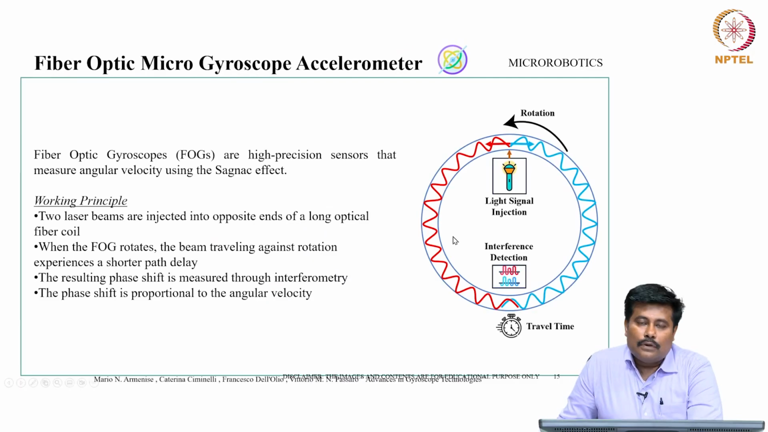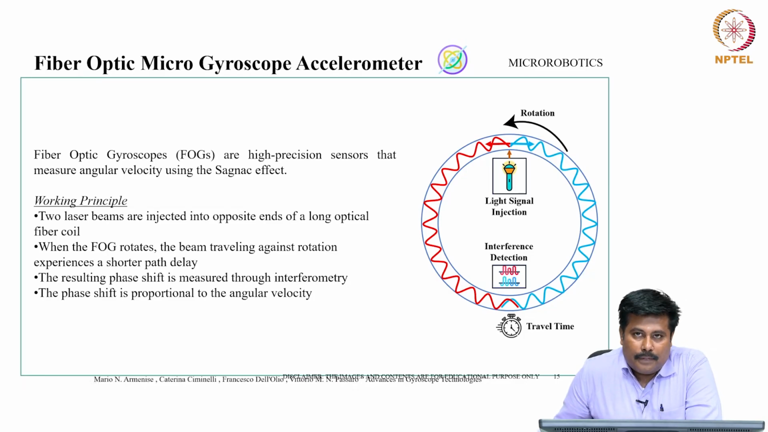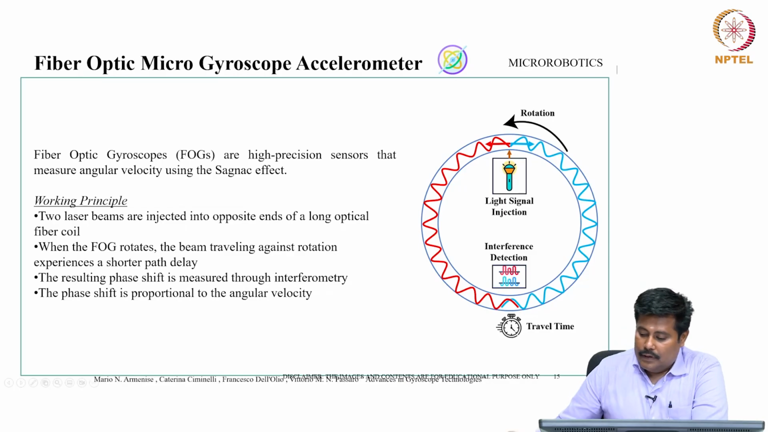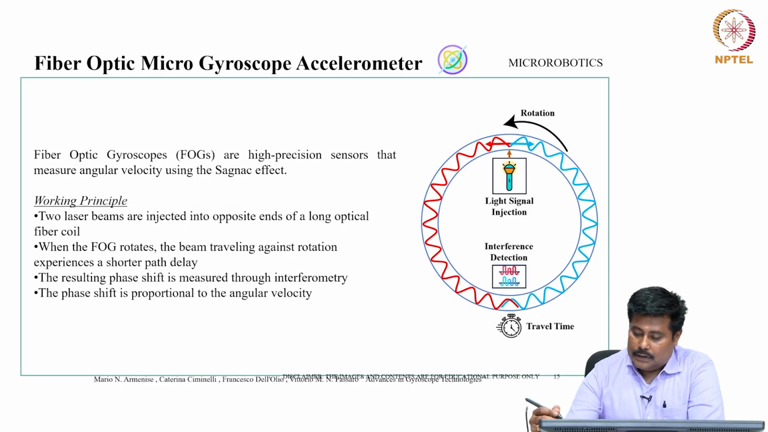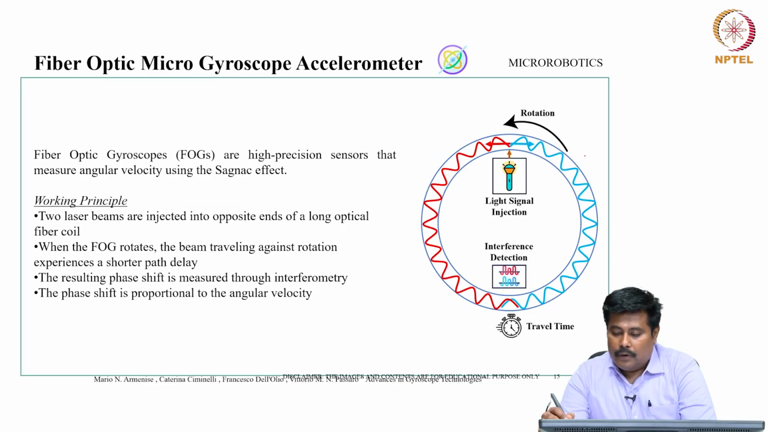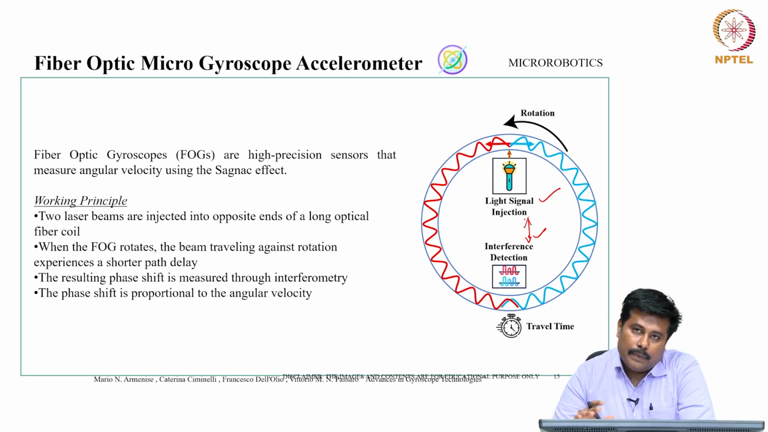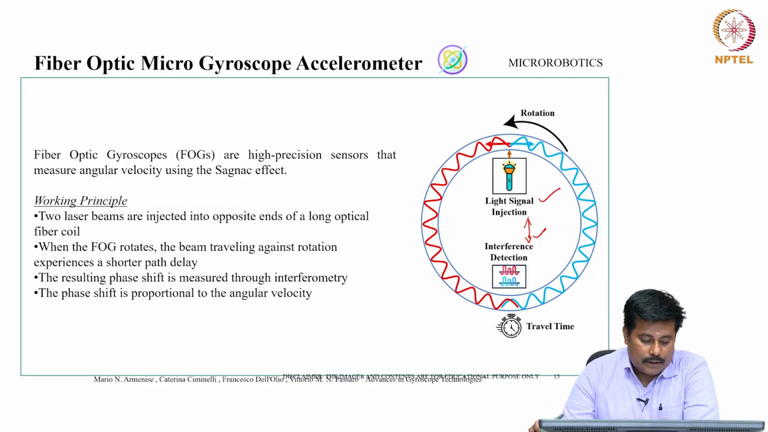First, let us discuss the fiber optic micro gyroscope accelerometers. These fiber optic gyroscopes are high precision sensors that measure angular velocity using the Sagnac effect. In this particular construction, two important processes come into the picture: one is the light signal injection and the other is the interference detection. There is a rotation in place, and these two act as the input and the analyzing parameter for this fiber optic micro gyroscope.